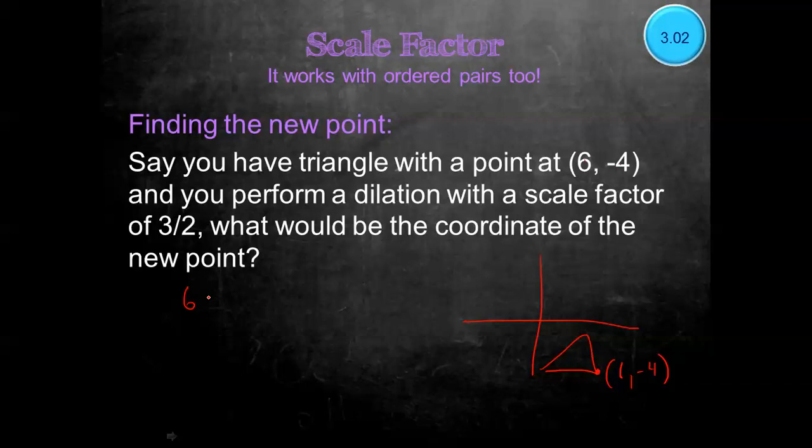So we're going to take 6 times 3/2. Okay, 6 times 3 is 18. 18 divided by 2 is 9. And then we're going to take -4 times 3/2. -4 times 3 is -12. -12 divided by 2 is -6. So if we performed a scale factor of 3/2, the coordinate of the new point would be (9, -6).